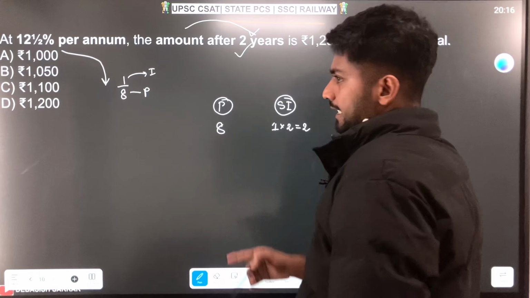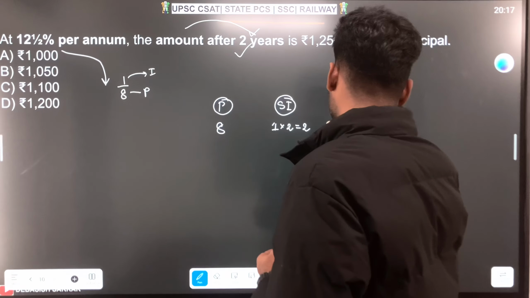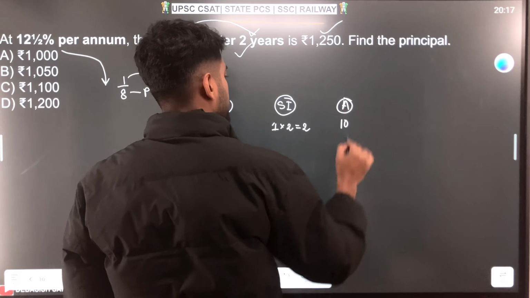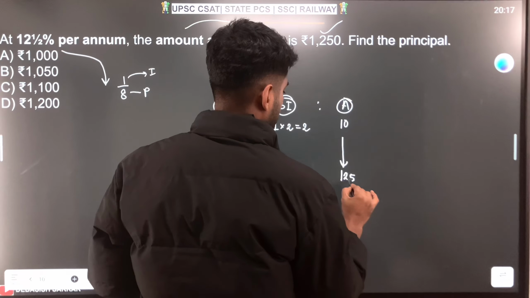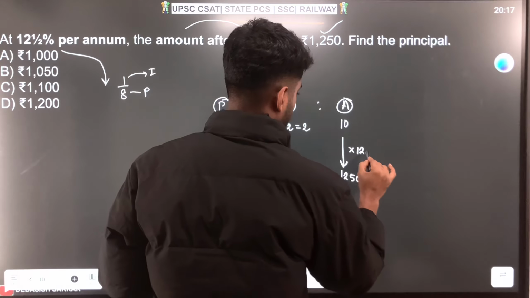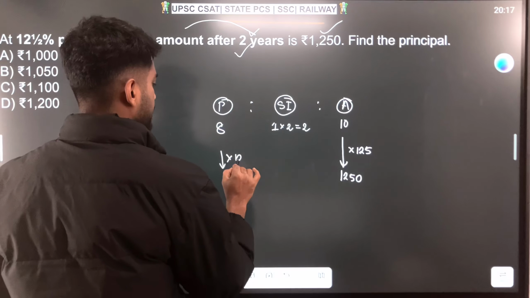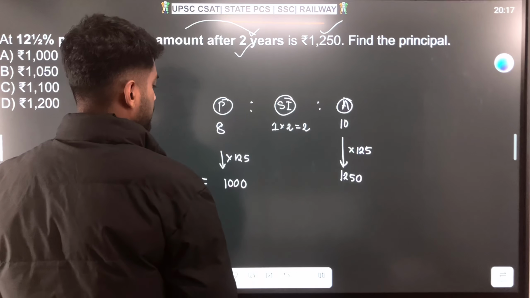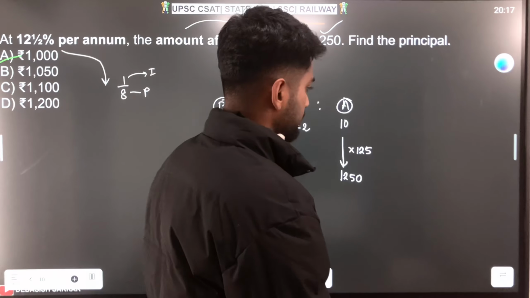So the amount will be, if I take 8 rupees from a bank, 2 rupees SI, so I have to pay 10 rupees. Okay, amount. But our amount is 1250. These are in ratios, so compare it. So this is 1250, it means it's 125 times. So the principal will also be 125 times. Okay, it means 1000. Okay, chalo. So 1000 is the correct answer.